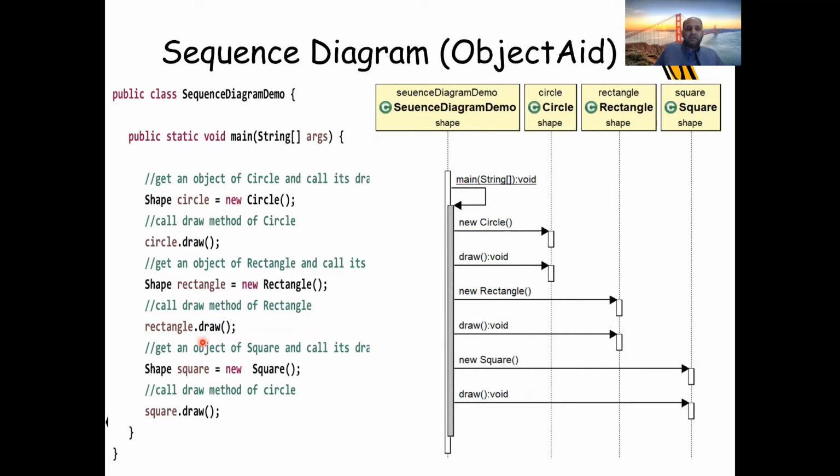So the same is the code here. You can relate that this is circle draw. Here the draw message is being sent to the circle. And here we are creating a new circle object. Here a new circle object is being created. So this sequence diagram has been generated automatically in this tool. So let me give you a demo of this tool.